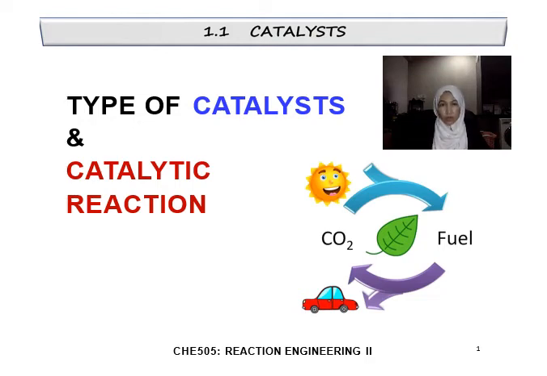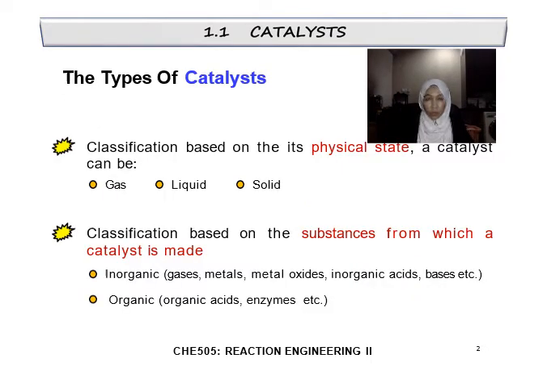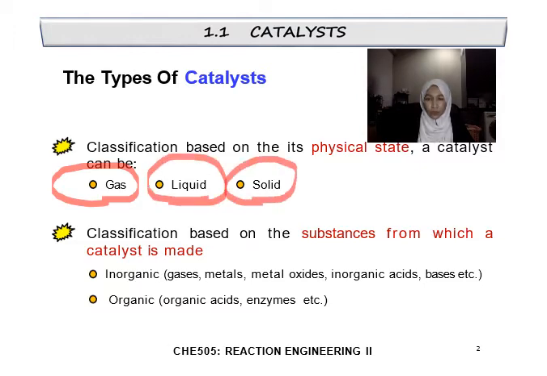So let's look at the types of catalysts and also the catalytic reaction. So types of catalysts, we have maybe catalysts in gas form, we have also catalysts in liquid form, and we have catalysts in solid form. And catalysts can be from different substances, and those substances can be organic or also inorganic.